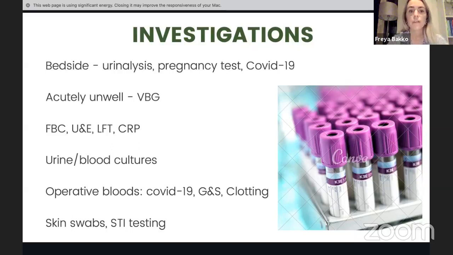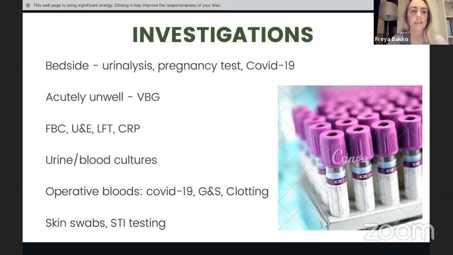If they're acutely unwell, you can do a quick VBG to assess their electrolytes, their hemoglobin, their lactate, whether they're acidotic. And the lactate is very useful in abdominal pathology, specifically when it comes to hernias. If you're worried about a hernia being strangulated, we'll come on to what that means in a couple of slides, but a lactate will help guide that diagnosis.